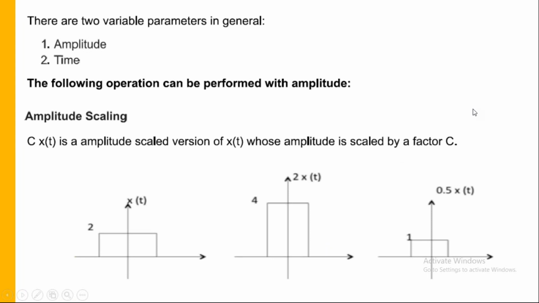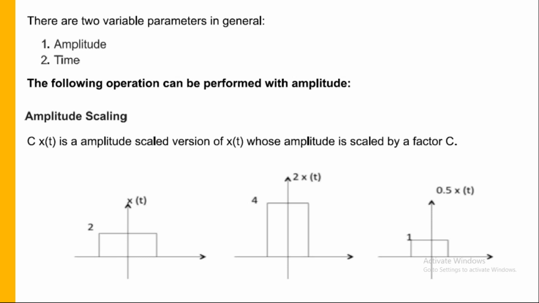See here, when you consider a signal, there are two variable parameters in the signal. One is amplitude and the other one is time. Any signal will have only these two variable parameters. Suppose you plot a sinusoidal waveform: along the y-axis the amplitude is varying, along the x-axis the time is varying. So any signal which you can represent will have two variable parameters, amplitude and time.